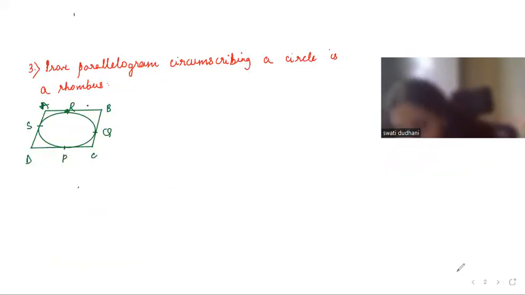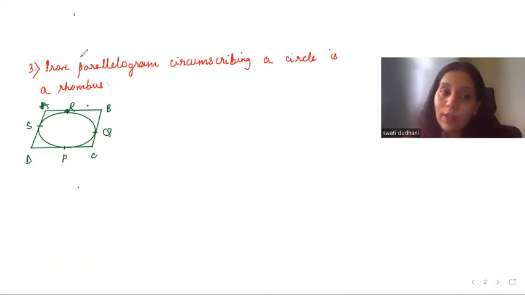Now moving to the next one. Yes, very, very important question. It has come multiple times in your exam. Now, prove that a parallelogram circumscribing a circle is a rhombus. So here, circumscribing a circle. So this parallelogram consists a circle inside. And we have to prove that ABCD is a rhombus. ABCD is a rhombus means we need to prove all the sides are equal in length.